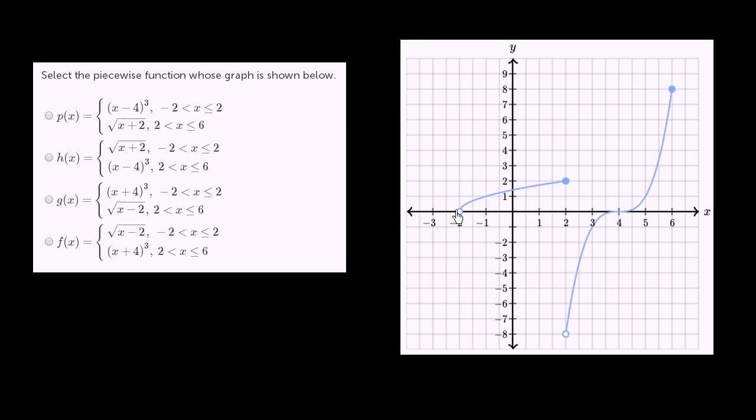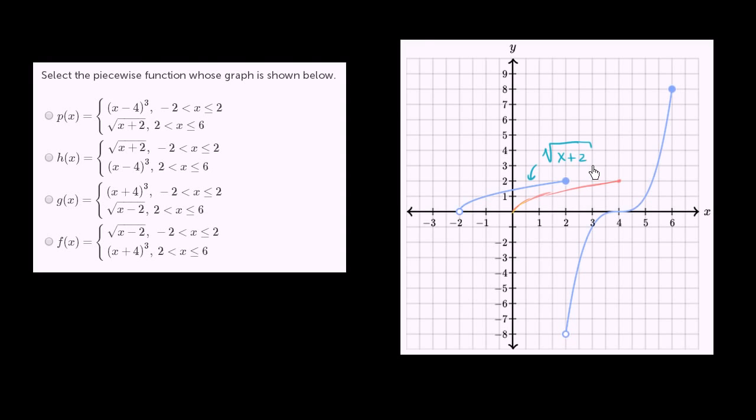So this one looks like a radical function shifted. So square root of x would look something like this. Let me do it in a color that you could see. Square root of x looks like this. And this just looks like square root of x shifted 2 to the left. So this looks like square root of x plus 2. This one right over here looks like square root of x plus 2.